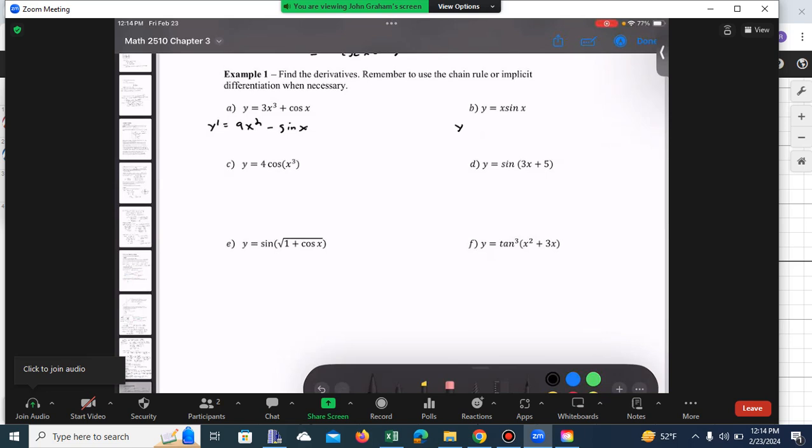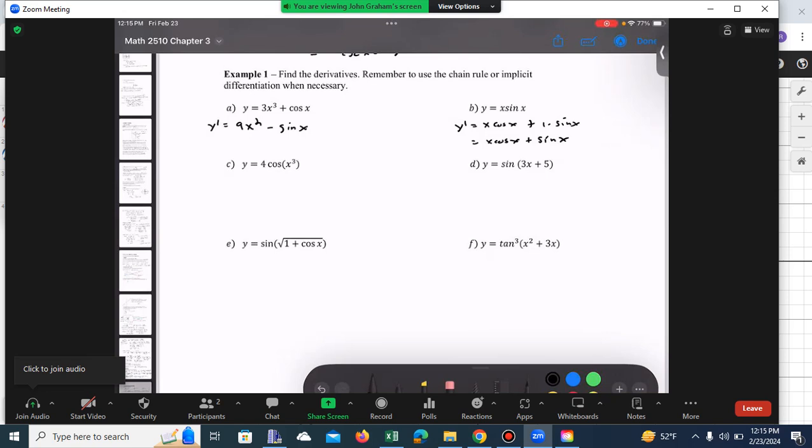Next one, this involves the product rule. So there is a little bit more here. Product rule, you just start with x times the derivative of sine of x, which is cosine x, plus derivative of x, which is 1, times sine of x. This would be equal to x cosine x plus sine of x.